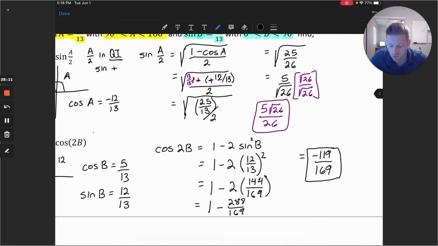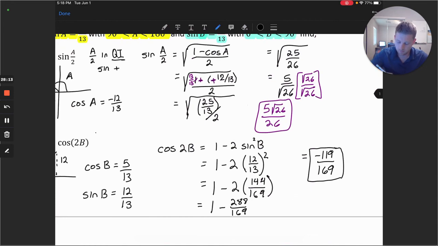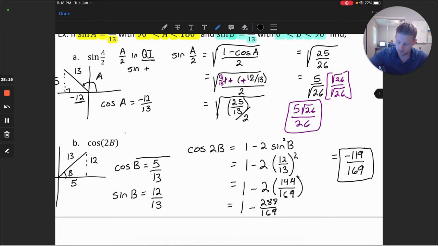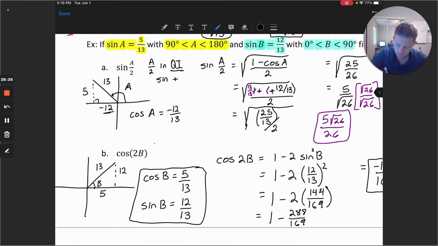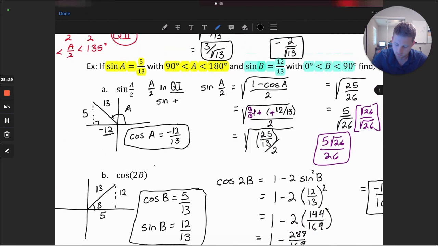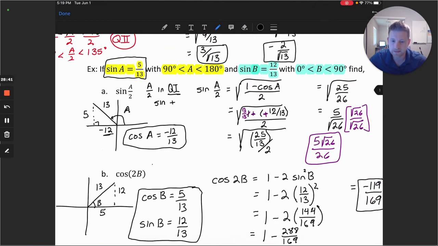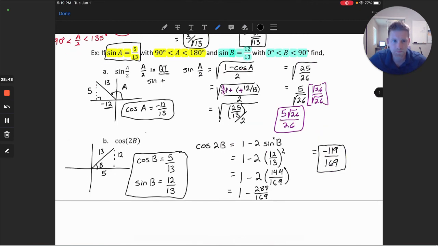So we have the cosine of 2B. The reason why I wanted to write these cosines and sines out is it'll be helpful for part C here. Notice that we have the cosine and sine of B, we have the cosine of A, and we have the sine of A up at the top. So we have all four of those sine and cosine functions with A and B. This will come in handy in our next problem.